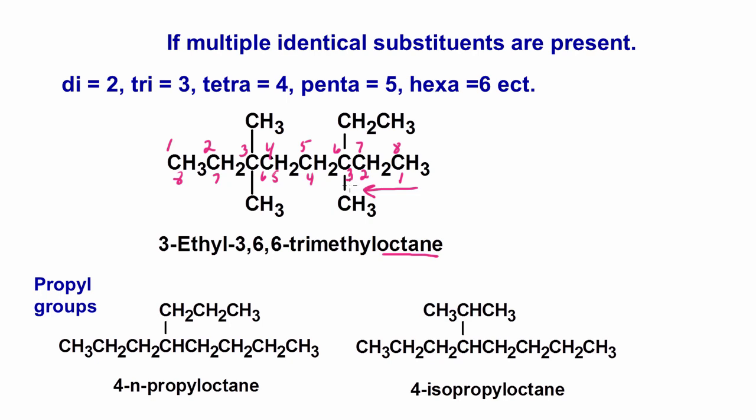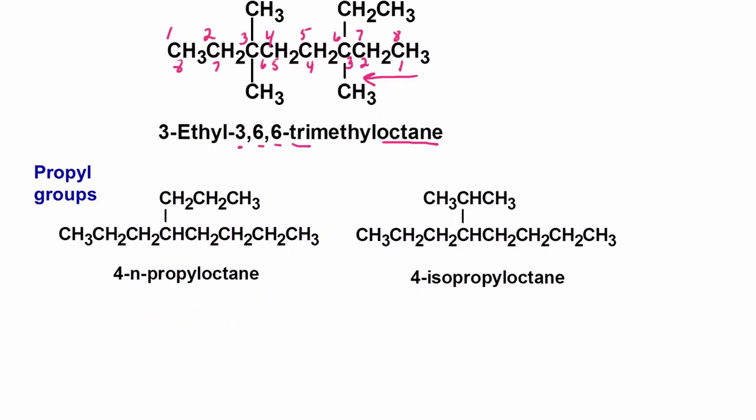So I have ethyl comes first. It has alphabetical priority. It's on carbon 3, so that's 3 ethyl. I also have a methyl group on carbon 3 and 2 methyl groups on carbon 6. I use the prefix tri. 3 ethyl 3 6 6 trimethyl octane. And then here we have, again, the longest continuous chain here is 8.